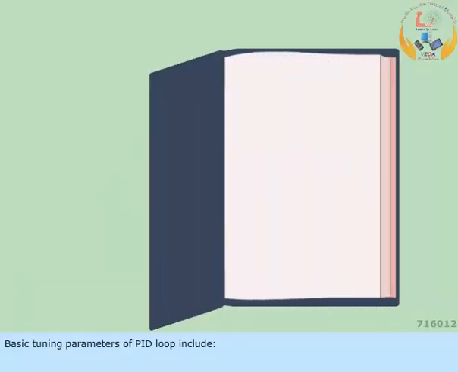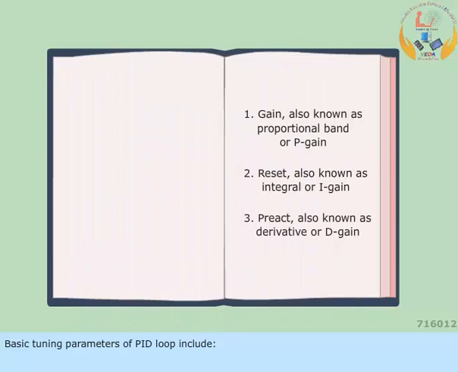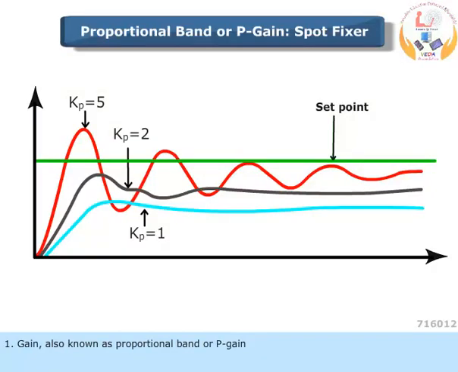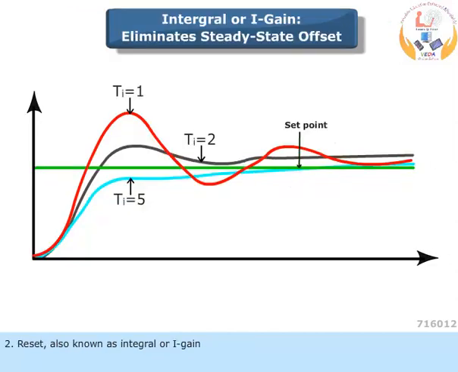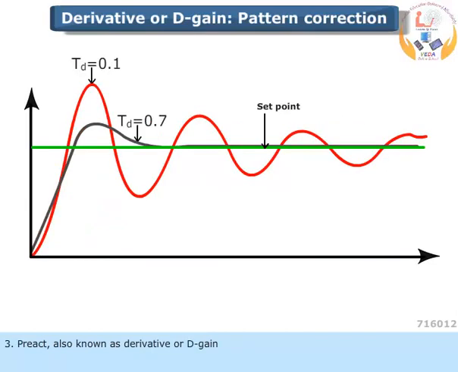Basic tuning parameters of PID loop include 1. Gain, also known as proportional band or P gain. 2. Reset, also known as integral or I gain. 3. Pre-act, also known as derivative or D gain.